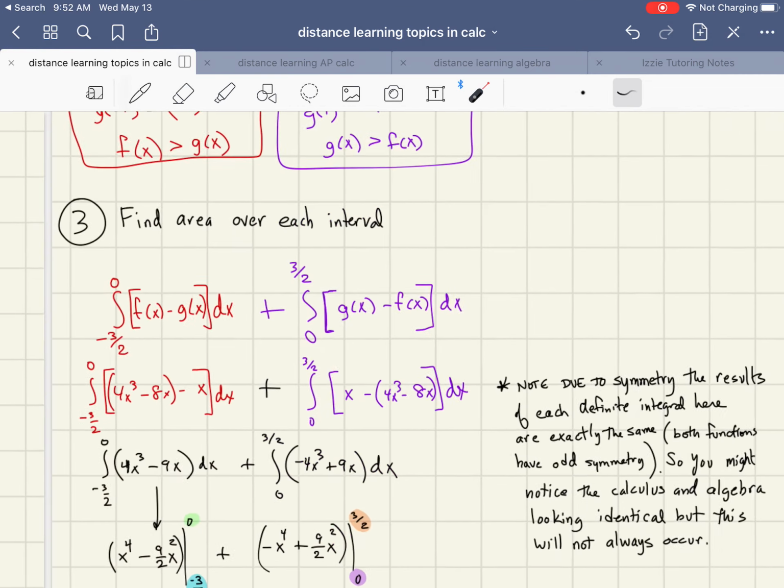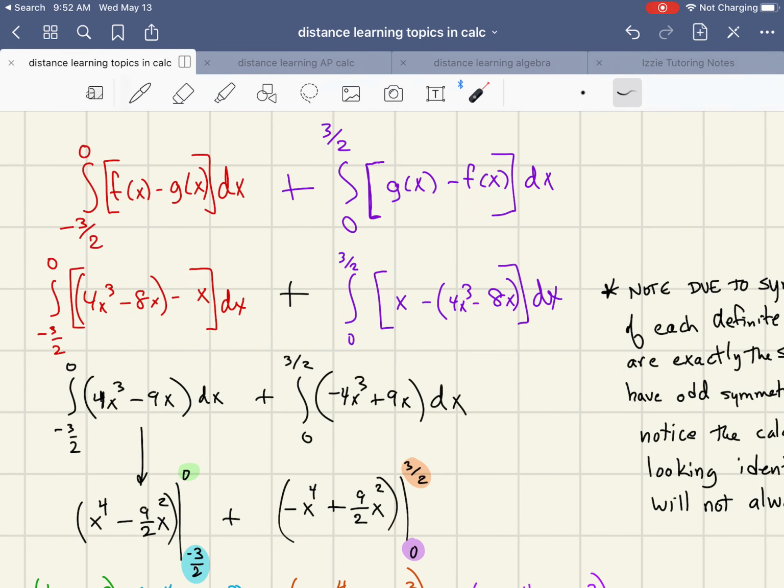So, again, from negative 3/2 to 0. I don't want to use that. I want to use this. I'm subtracting the greater function minus a lesser. Now, no matter what, if you're doing this properly, and this is truly the greater function, this will always be positive, even if your function is negative. Same thing here. If this is the greater function, the result of this will be a positive. So I've got f minus g here and g minus f here.